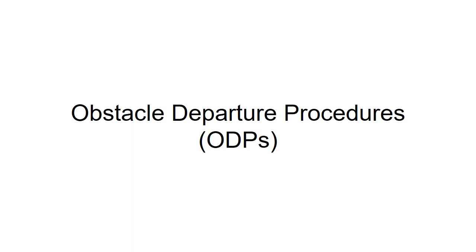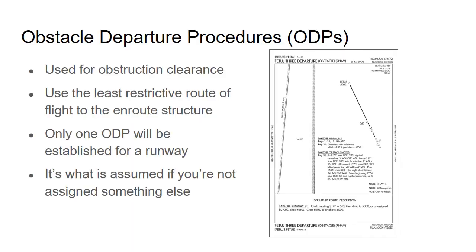We'll talk first about obstacle departure procedures. These are considered the default IFR procedure for a given runway and are intended for pilot awareness and use in the absence of ATC radar vectors or standard instrument departure assignments. They can also be used by VFR pilots when departing at night or in marginal conditions.